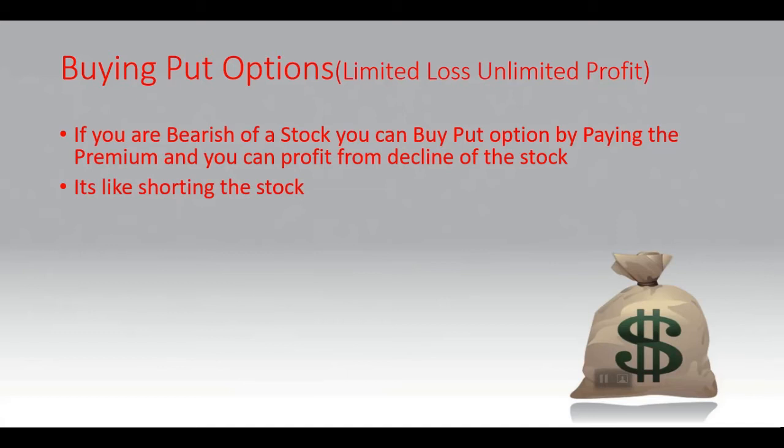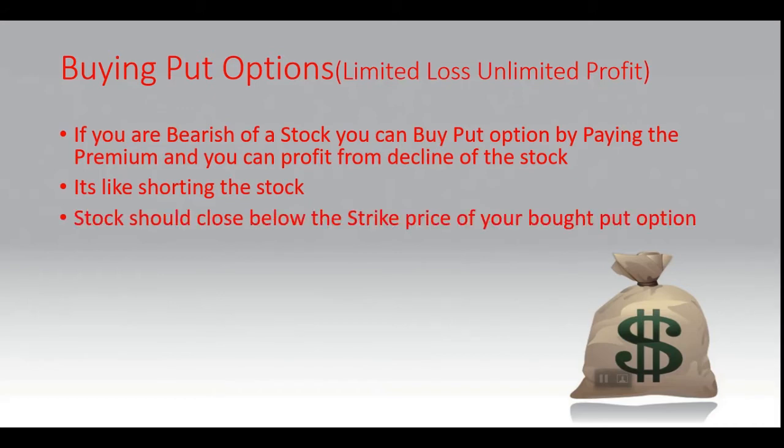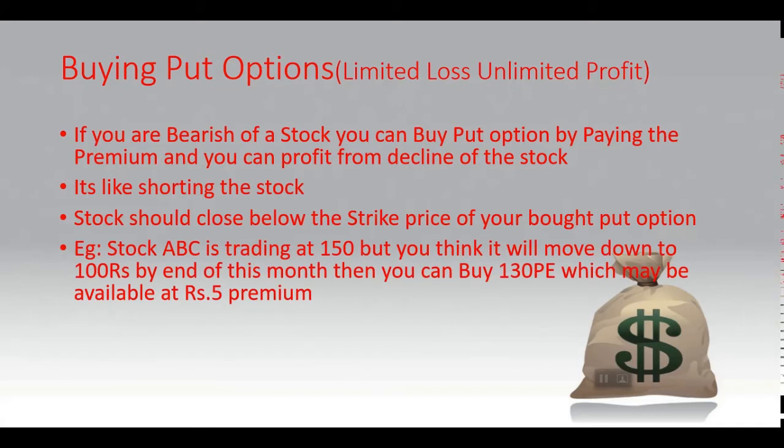You're going to get the profit whenever the stock moves down, so it is equal to shorting the stock. The stock should close below the strike price of your bought put option. For example, let's assume that stock ABC is trading at rupees 150, but you think it will move down to rupees 100 by the end of this month. Then you can buy the 130 PE put option, which may be available at rupees 5 as a premium.